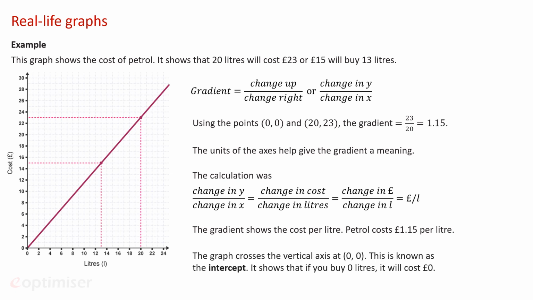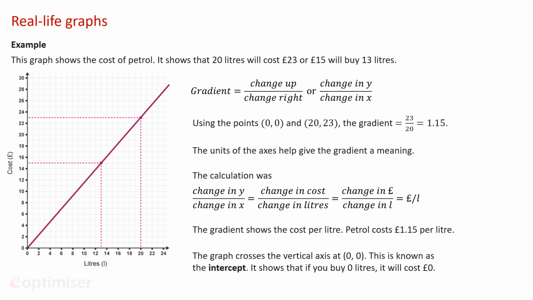So if the graph crosses the vertical axis at 0, 0, so this is known as the intercept. It shows that if you buy 0 liters, it will cost 0 pounds. But in some graphs, the graph may cut on the y-axis other than 0. So that means there may be some fixed cost involved in it. Then only the graph starts. So in this case, if you don't buy anything, you don't need to pay anything.